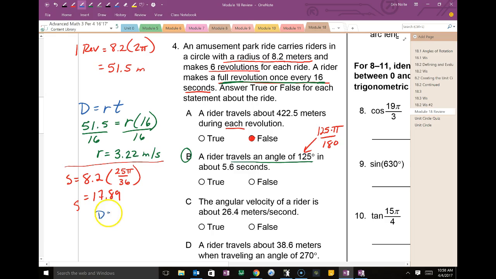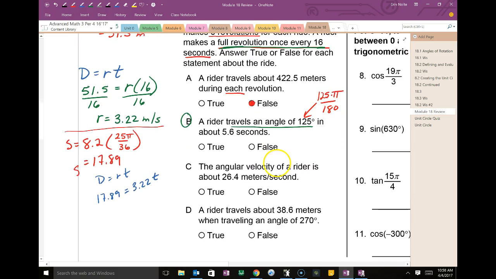Okay. So we're using distance equals rate times time again, right? So this time our distance is only going to be 17.89. We know our rate is 3.22, and we're trying to find the time. So, to solve that, we would divide by 3.22. So what is 17.89 divided by 3.22? Good, 5.6.